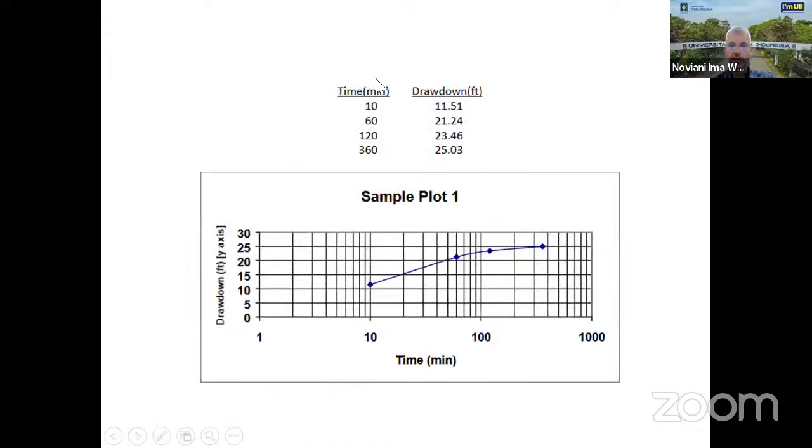Okay, so now here's your data. Let's say you only have taken 4 measurements, 10 minutes, 60 minutes, 2 hours, 6 hours. And this is the observed drawdown from our water level meter, so 11, 21, 23. And when we plot it, this is the data we get, right? It's like we have seen before. The longer you wait, the more drawdown you get. So this is the raw data, which now allows us to use the Darcy's method to calculate our aquifer parameters.